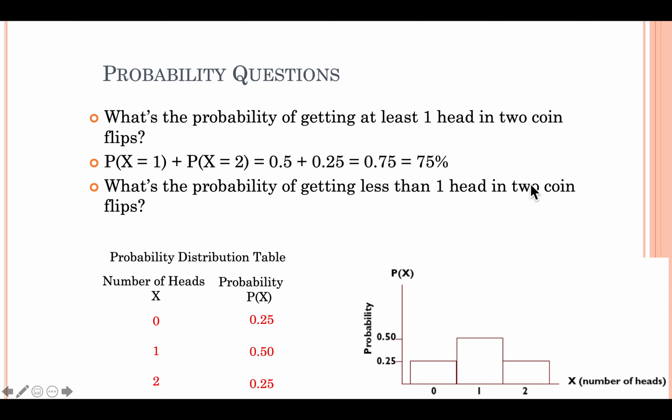So let's do this one. What's the probability of getting less than 1 head? Well, less than 1 represents the number 0. There is no other number that is less than 1 in this probability distribution table. So the probability of getting less than 1 just refers to a value of x equals 0. There's no summing that you need to do, no adding. The answer would just be 0.25 or 25%.